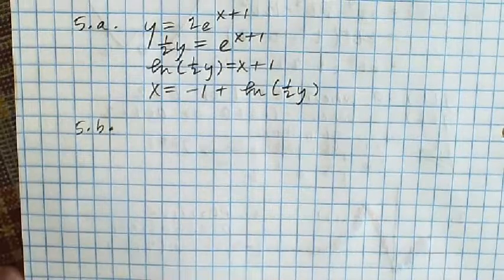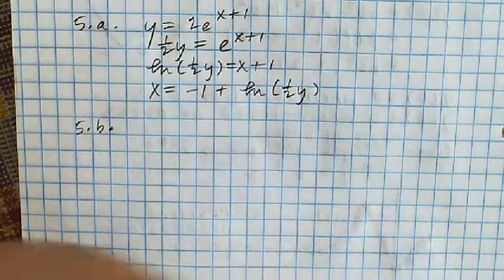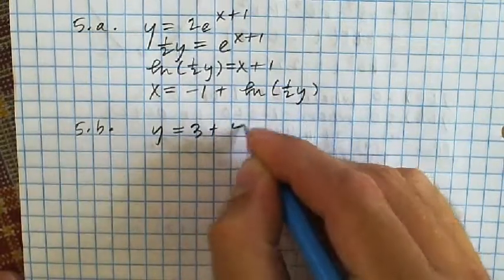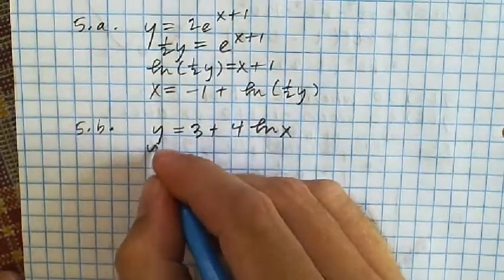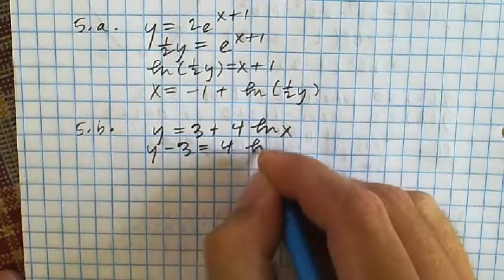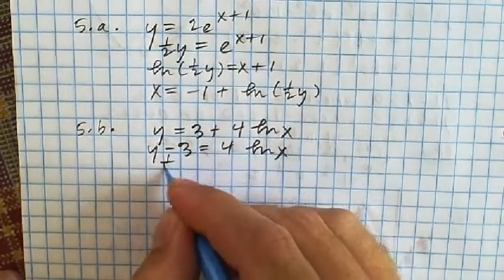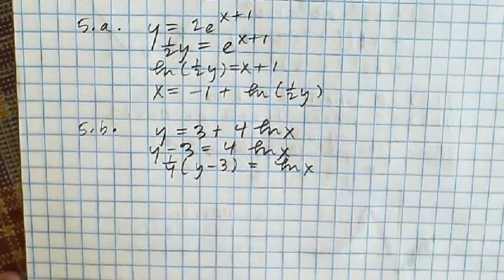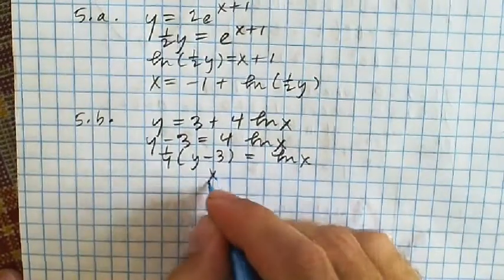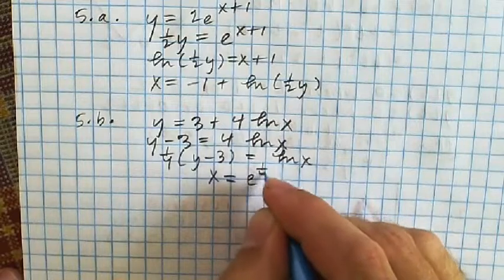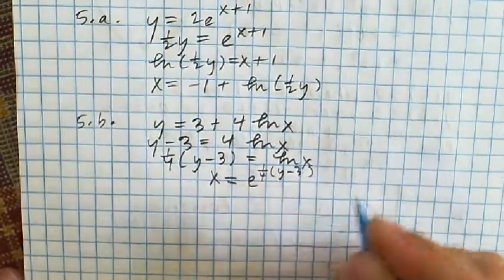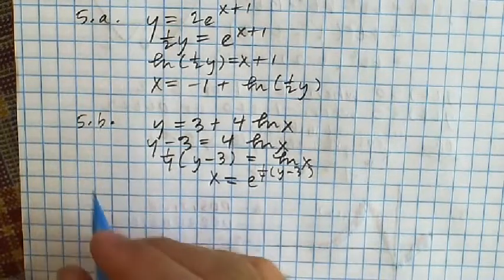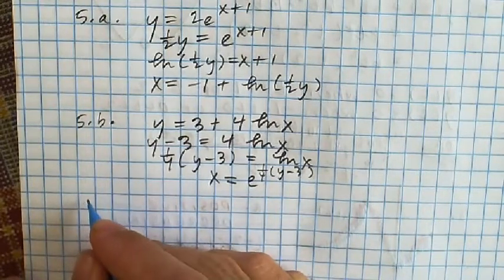So 5b, I know that these are just mostly logs and exponentials, but those are the ones you forget about. Y equals 3 plus 4 log x. That means y minus 3 is equal to 4 times the natural log of x. So I'm going to divide by 4. 1/4 of y minus 3 is equal to the natural log of x. And you know how to get x by itself. We're going to take e to both sides' power. So x equals e to the 1/4 of y minus 3. Okay, that's great. Part D is going to be, part C.